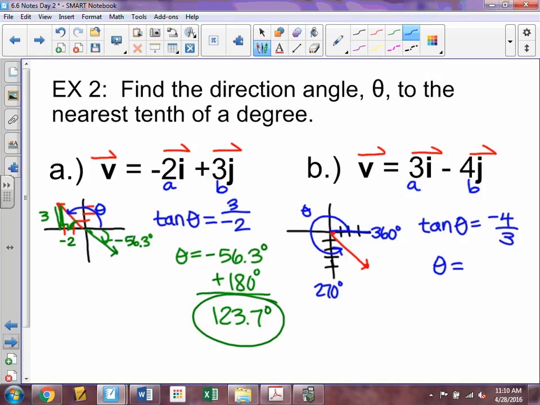To the nearest tenth, what are you getting? Good. Negative 53.1. Is that my answer? Is that between 270 and 360? No. So think about what we just found. We just found the angle from the positive x-axis to my vector.